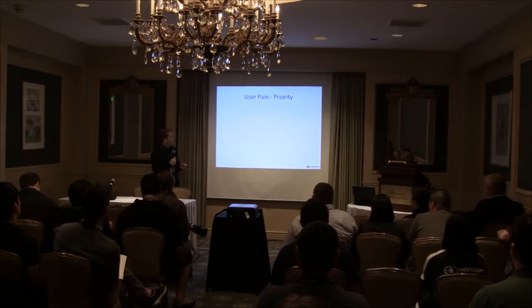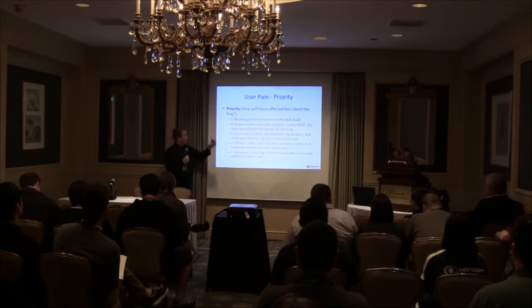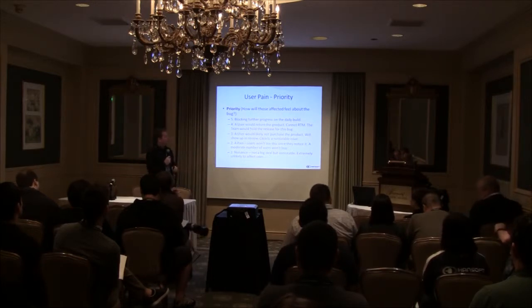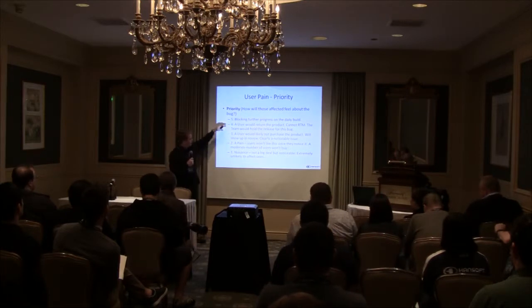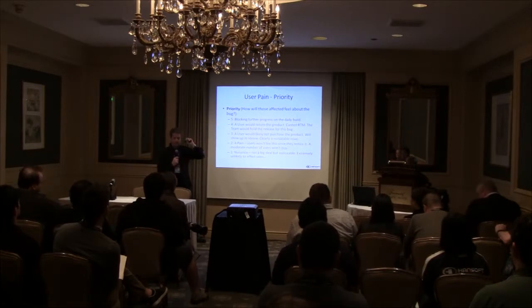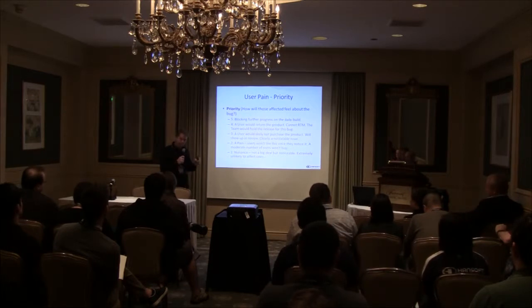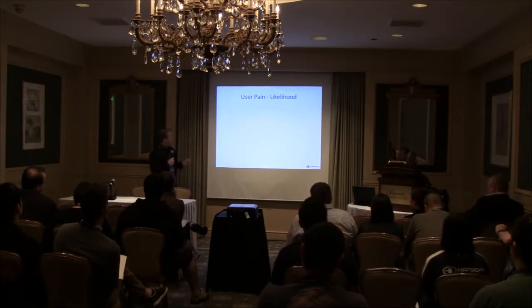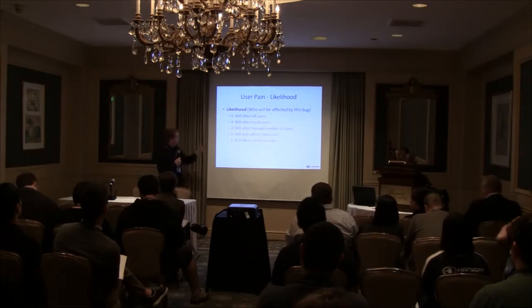So we have type, then we have priority. And then we hop through here. Priority: how will those affected feel about the bugs? So again, blocking, user would return the product. Coming up with your own definitions is perfectly fine here, but think about this as just another 3 columns in your Excel sheet that you're sorting against, or your backlog tool if you're really agile now, and then of course likelihood. How likely is this to happen? Will it affect all users, most users, almost no users.